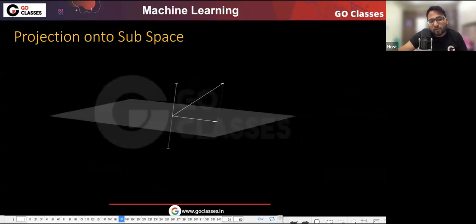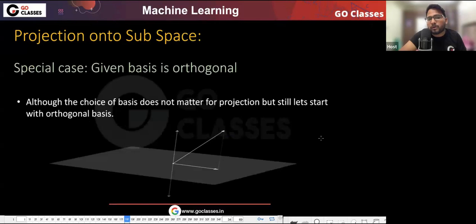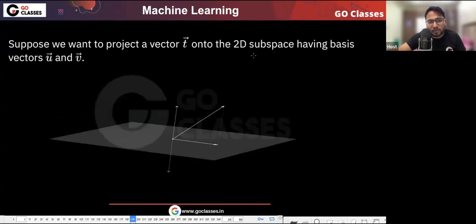The answer is no. Choice of basis will not matter. But just if you want, for a special case, I can take the orthogonal basis, which means here, let's just take two vectors, u1 and u2. Okay, so let's suppose there are two basis vectors, u and v.